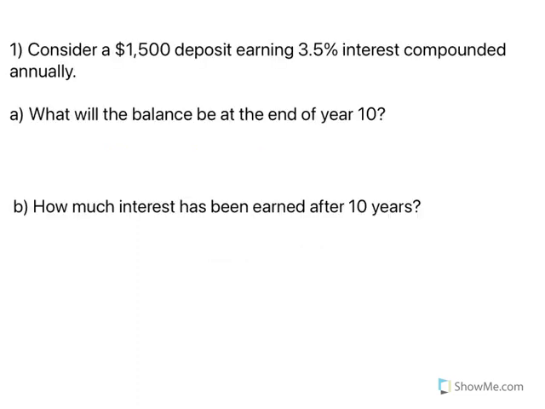Let's consider a $1,500 deposit earning 3.5% interest compounded annually. What will the balance be at the end of 10 years? First, let's think through the formula. The amount at the end, A, equals the initial amount. How much are we putting in? We call that the principal. So we put in 1,500.